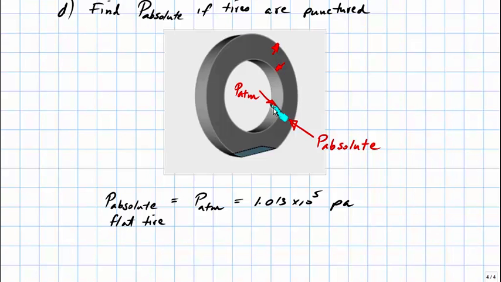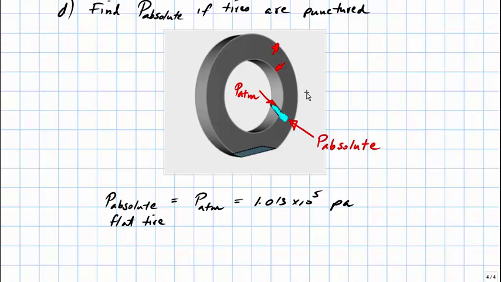And that's because a gauge reads gauge pressure. It doesn't read absolute pressure. So again, a flat tire actually has a pressure of 1.013 times 10 to the 5th. However, the tire gauge will read 0, and that's because a tire gauge only measures the amount of pressure above atmospheric pressure. A flat tire only has atmospheric pressure within it, therefore the tire gauge reads 0.